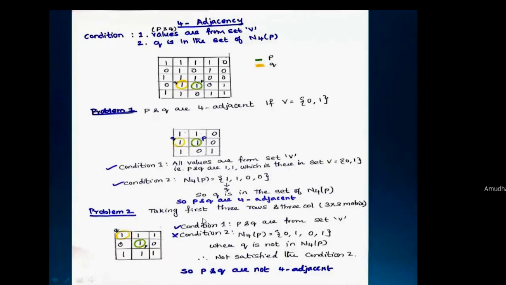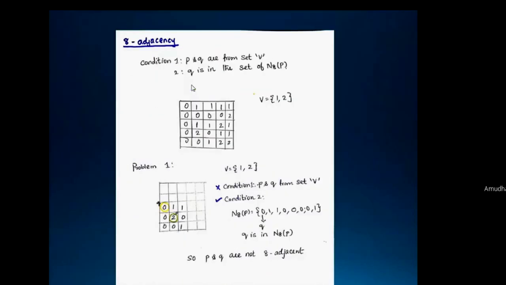What is the first condition? P and Q are from the set V. Both are 1, so automatically the first condition is satisfied. The next condition is Q should be in N4 of P. What is N4 of P? Only horizontal values and vertical values. So it will be 0, 1, 0, 1. So Q is not in N4 of P. So the second condition is not satisfied. So P and Q are not 4 adjacent.